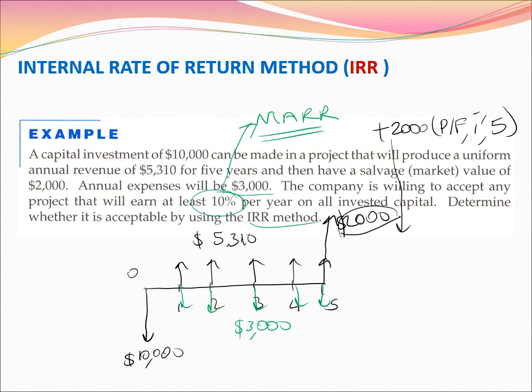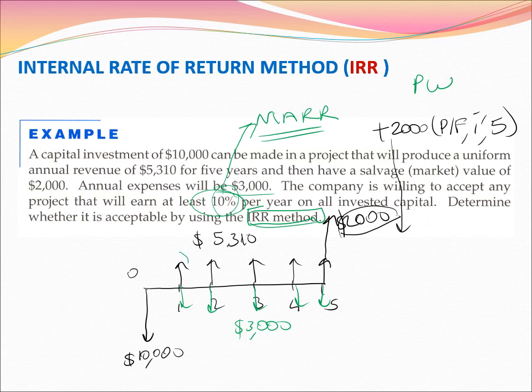Of course, in order to evaluate this project, you could use the present worth method. So collect every cash flow to present time using this 10%. And if it is greater than 0, you accept it. Otherwise, you reject it. You can use it. But in this question, we are asked to use the rate of return method. And in order to do this rate of return, what shall we do?